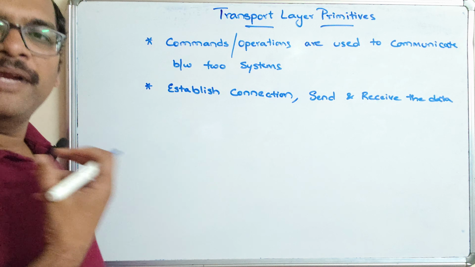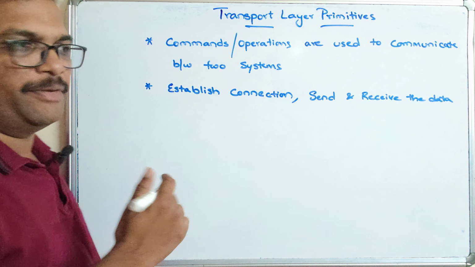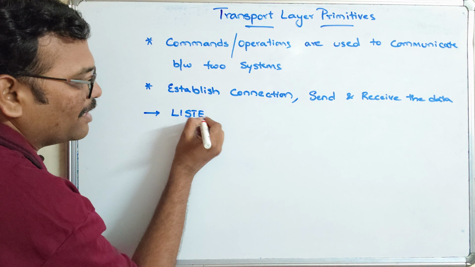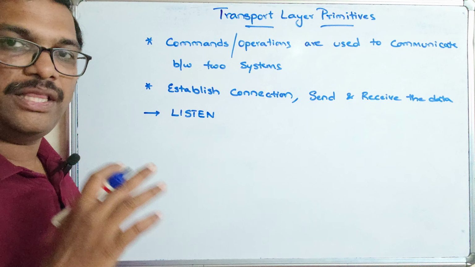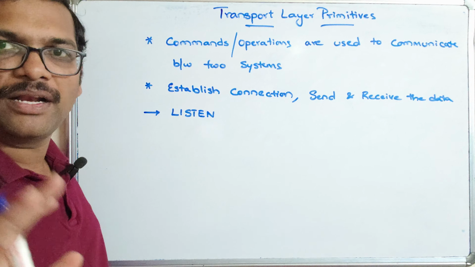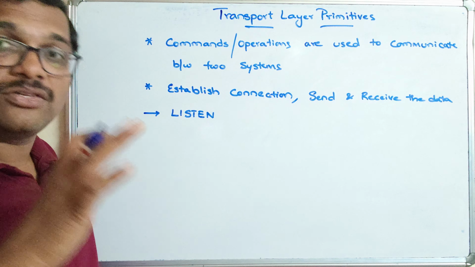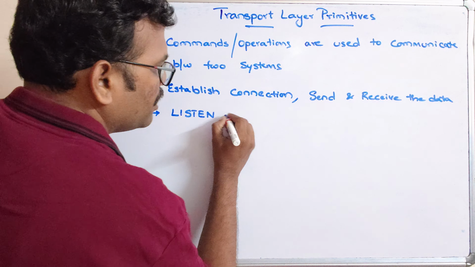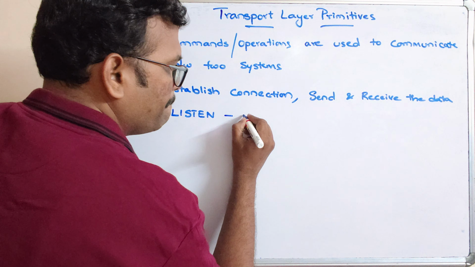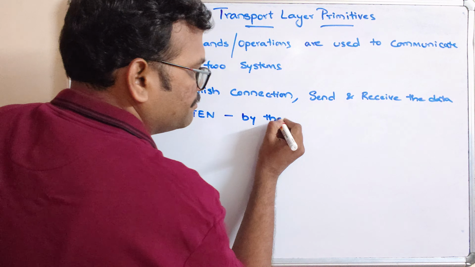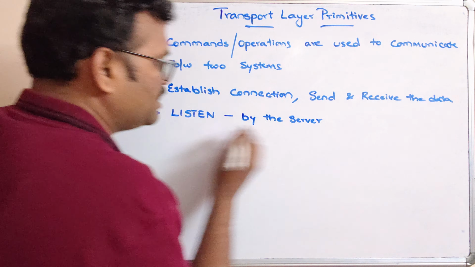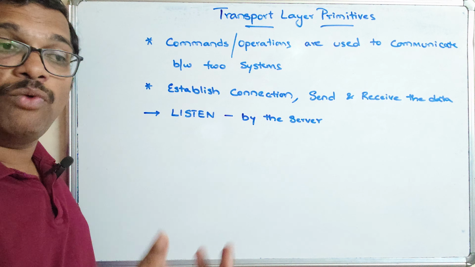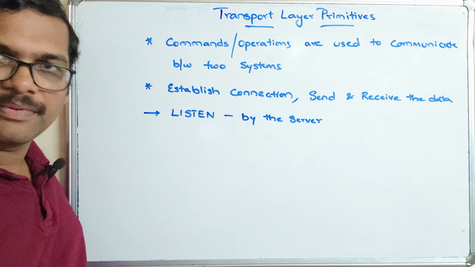Now, what are these primitives? Let us see. The first one is LISTEN. I am writing all the primitives with capital letters, because we are calling them commands or operations, so you need to write them in capital letters. LISTEN will be done by the server. What exactly does LISTEN mean? The server is able to accept the connection. It is inviting the connections from the client.